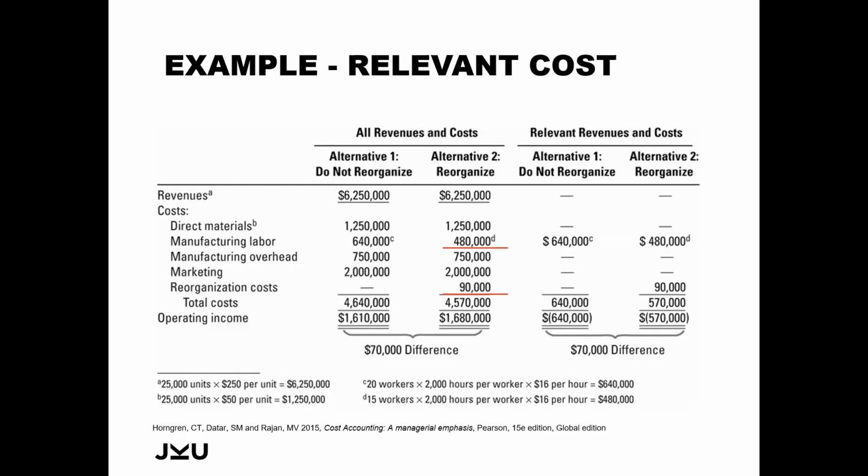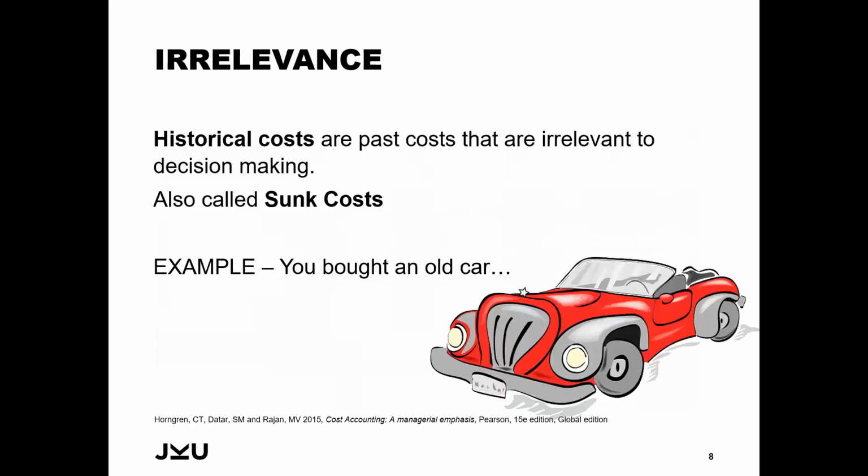We can calculate based on those two how many work hours that really means. Does it make sense to reorganize and invest $90,000 in this case? And yes, obviously the difference is again $70,000. So obviously it does make sense, and we could easily make a decision based on relevant costs. This is a very simple example to show you what I mean with relevant costs.